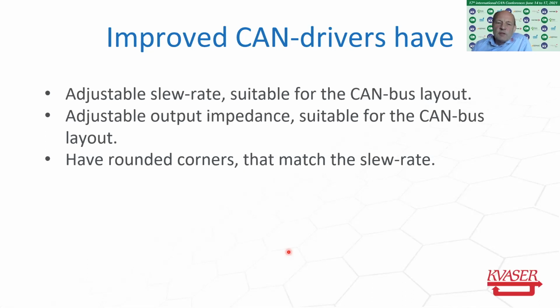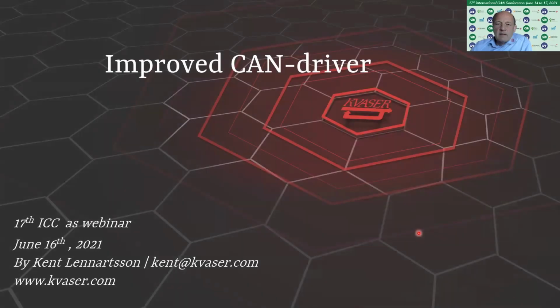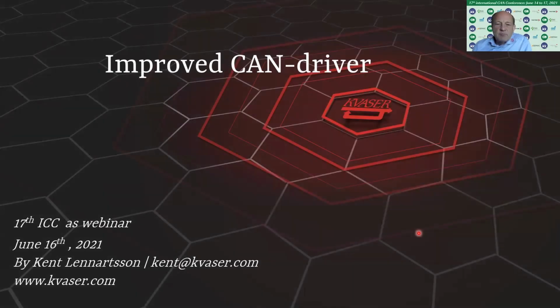And of course, as I showed before, it is also necessary to make sure that the CAN driver has rounded corners that match the slew rate, because sharp corners will also cause high energy out from the sender, which will cause high frequency ringing when it is reflected into the drop lines. So that's my presentation.